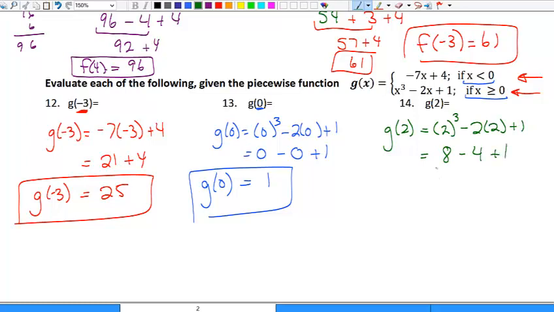Don't forget your PEMDAS rules, which say you're going to add and subtract left to right. So 8 minus 4, left to right, is 4, then 4 plus 1 is 5. So therefore g of 2 is equal to 5.